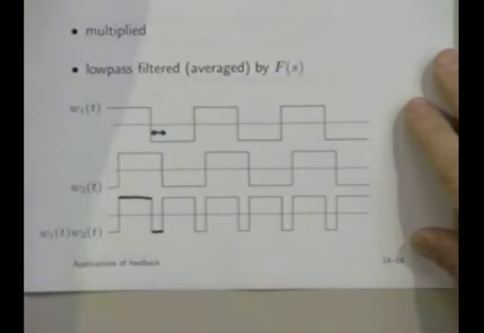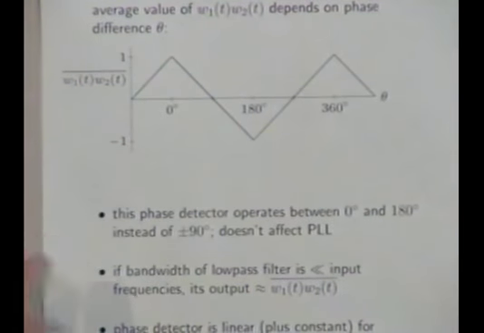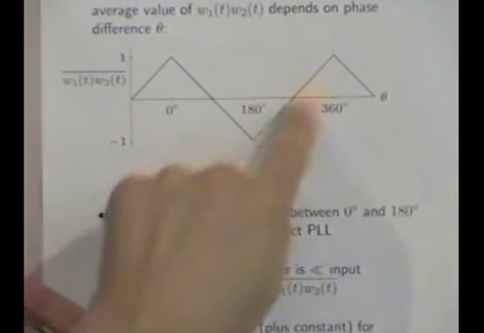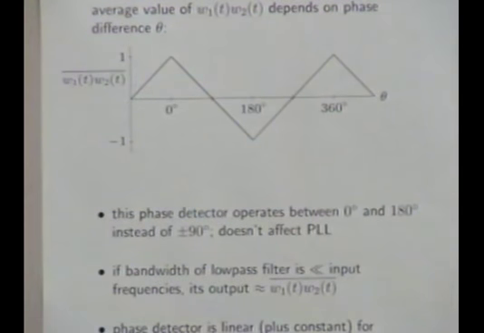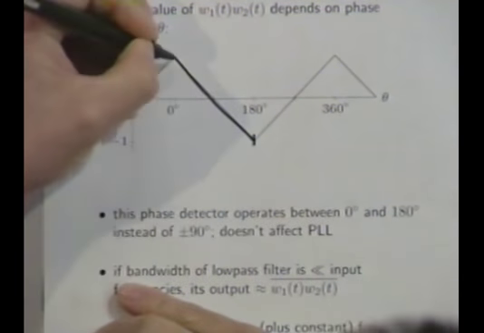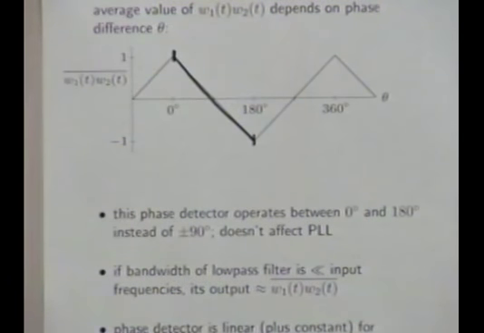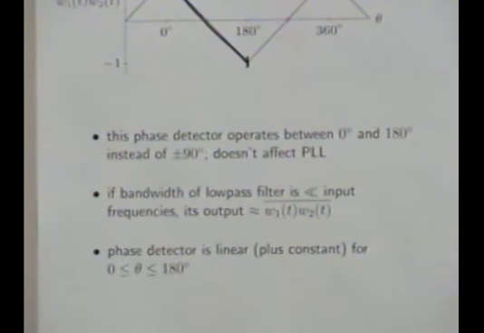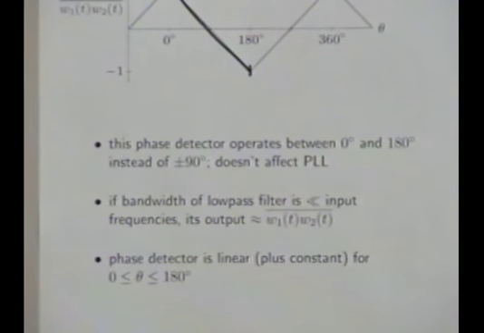And so the basic idea there is that if you look at the average value of the product as a function of the phase difference, it looks like this. You can just work it out. So this is not exactly a linear relationship, but if you look over here, for example, it is. So this works as a phase detector from 0 to 180 degrees. As a linear phase detector, that is. Okay? So that's the basic idea.